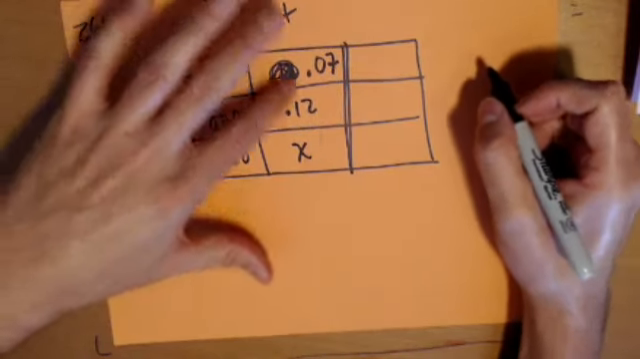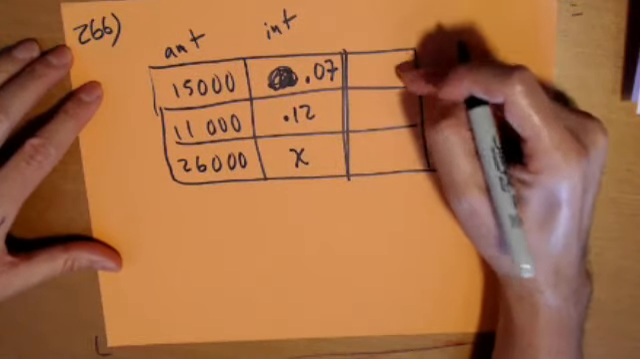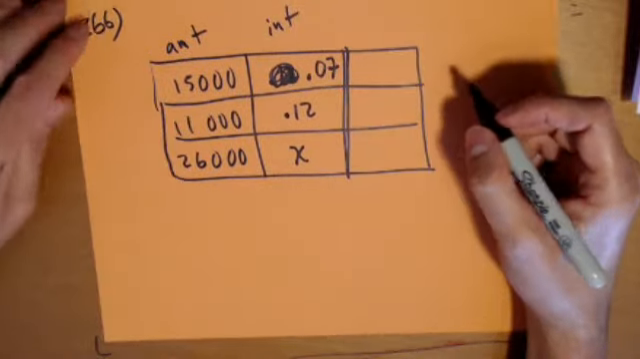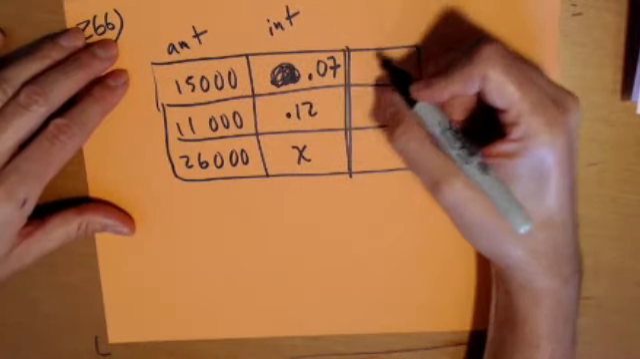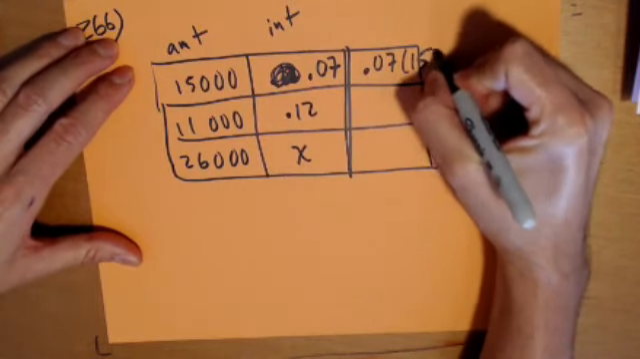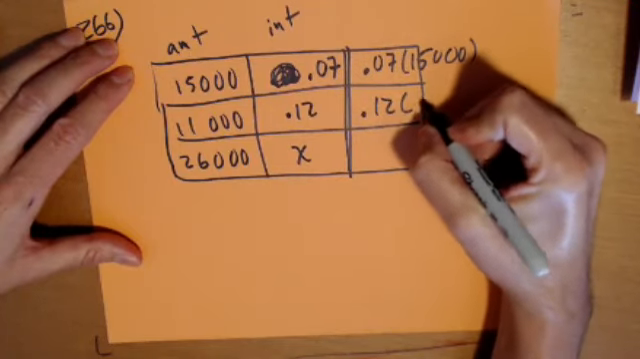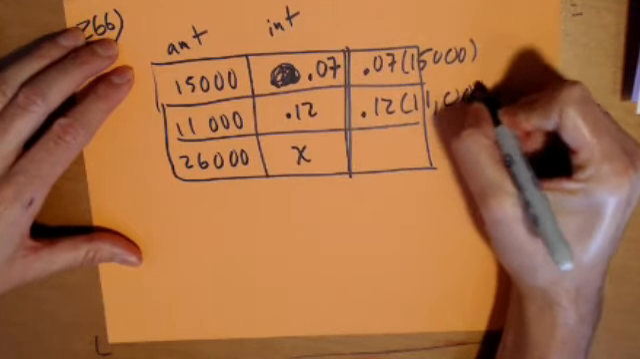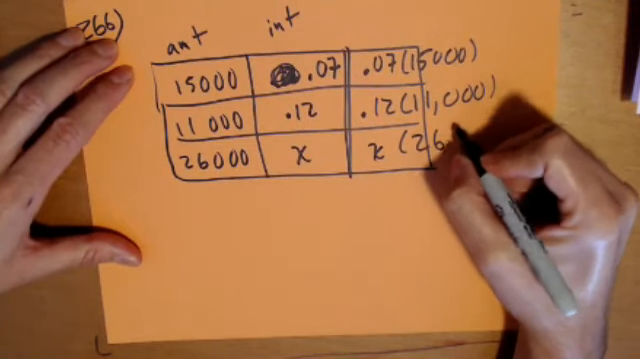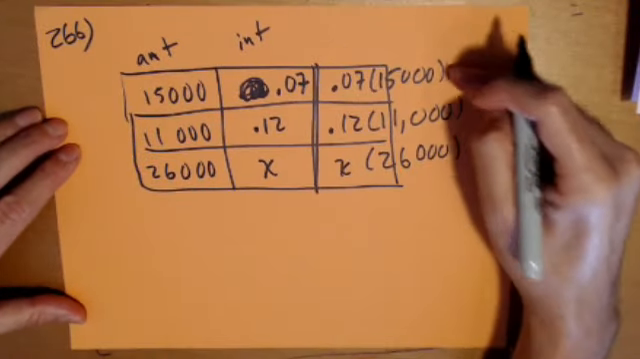Okay, so this is the middle column, so be careful. Remember, on the far left, this plus this is that, and on the far right, this plus this is that. But the middle column is just weird, so you just kind of ignore it. So on the far right, we have 0.07 times 15,000 and 0.12 times 11,000, and then x times 26,000. So we have, on the far right column, this plus this is that.